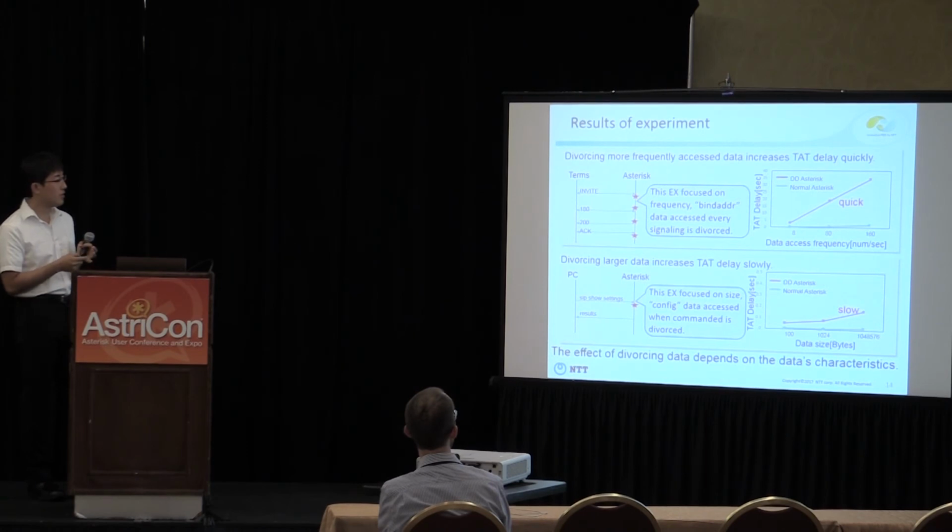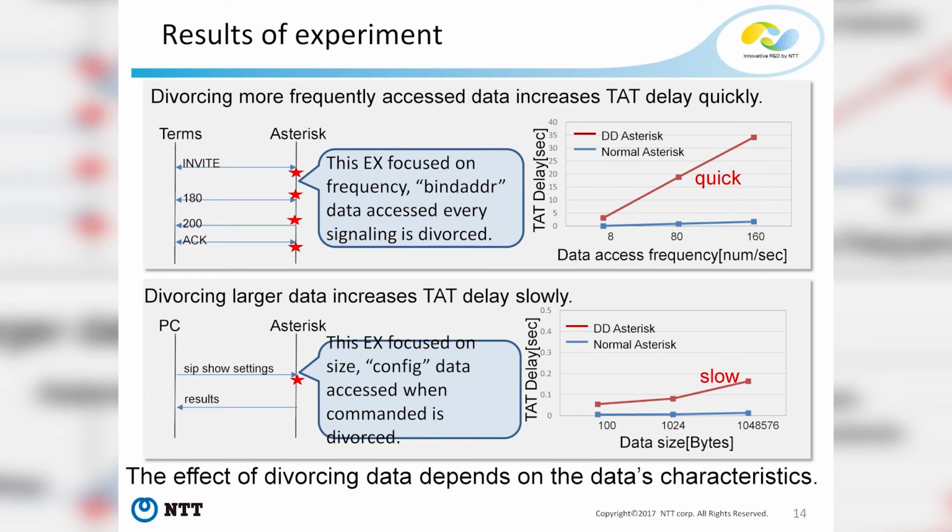I found two distinctive trends. One is here. Divorcing more frequently accessed data increases the delay quickly. This means the performance is greatly delayed. And divorcing larger data increases the delay slowly. In this case, the performance degrades less. So these trends show the effect of divorcing data depends on the data's characteristics.